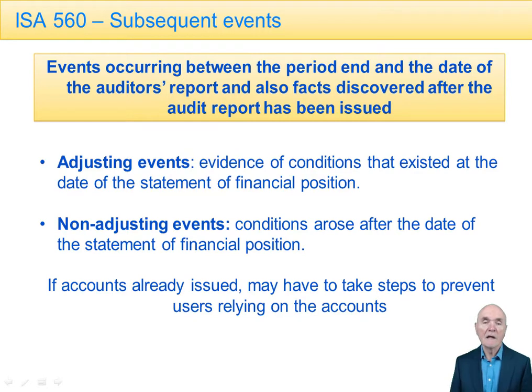Non-adjusting events are conditions where everything to do with them arose after the year end. And the classic example here is that your factory burns down on the 15th of January. Now, at year end, the 31st of December, your factory was perfectly healthy. There was not a wisp of smoke coming out of the factory. It was standing there, it was producing. And the whole calamity happened after the year end. And that is a non-adjusting event. You would not go and remove the factory from the non-current assets.